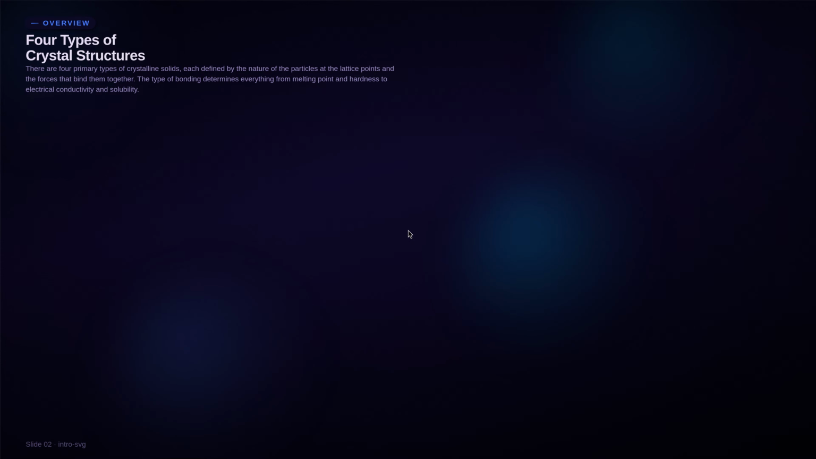There are four primary types of crystalline solids. First, ionic crystals, where positive and negative ions are held together by electrostatic attraction. Second, metallic crystals, with a sea of delocalized electrons surrounding positive metal ions. Third, molecular crystals, made of discrete molecules held by weak intermolecular forces. And fourth, network covalent crystals, where every atom is connected by covalent bonds in a continuous network.